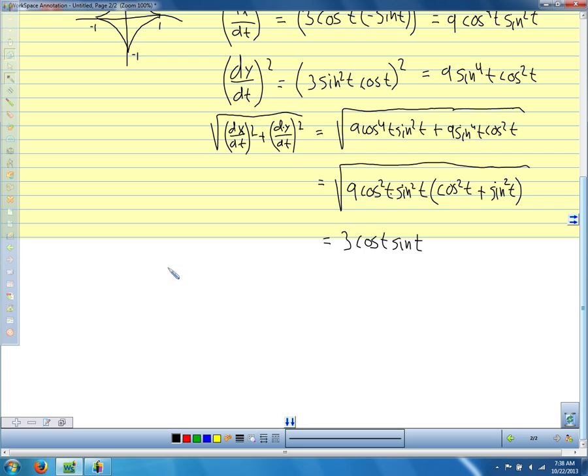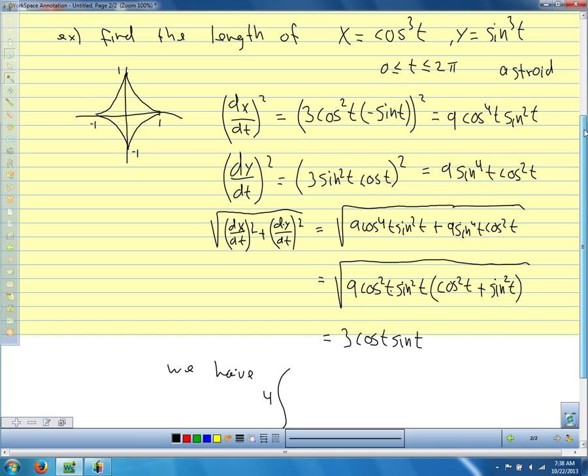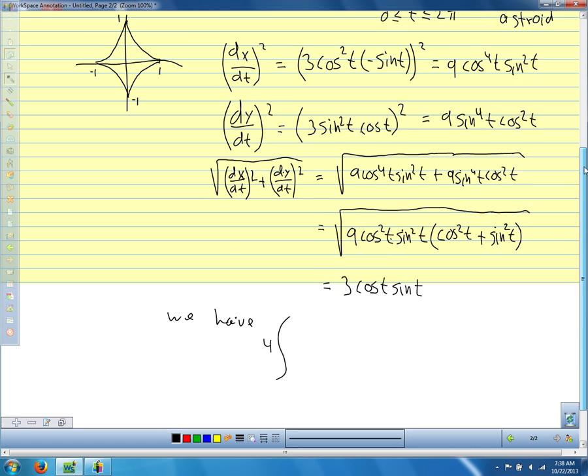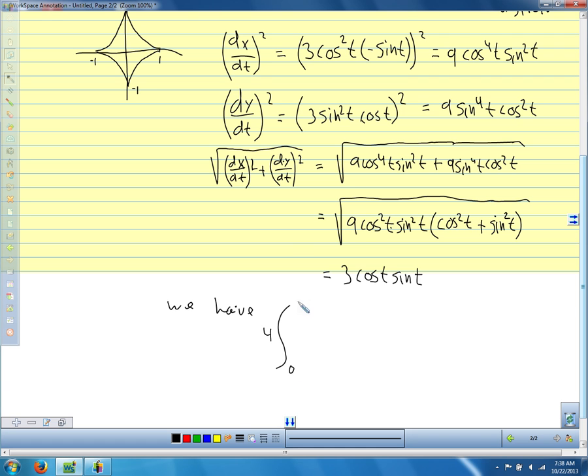So we have 4 times the integral in the first quadrant. If I go from 0 to pi over 2, that takes me up to this point. So I'm going to do my integral from 0 to pi over 2. And my integral is 3 cosine t sine t dt.